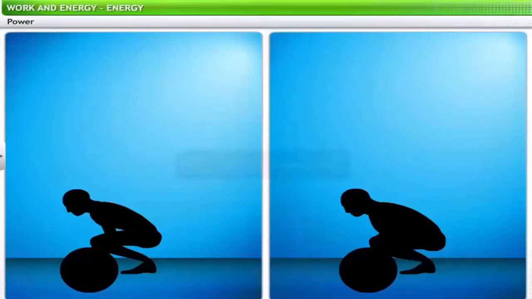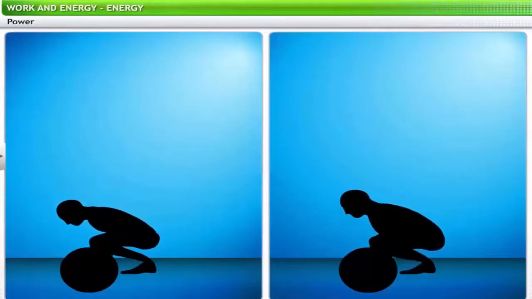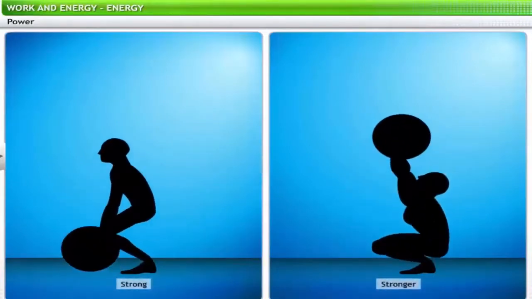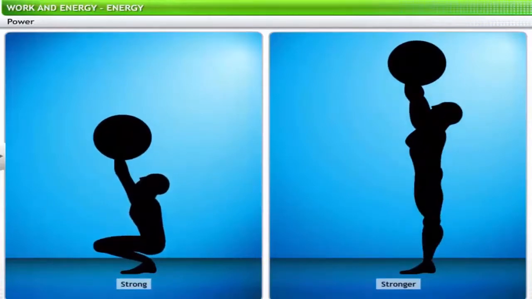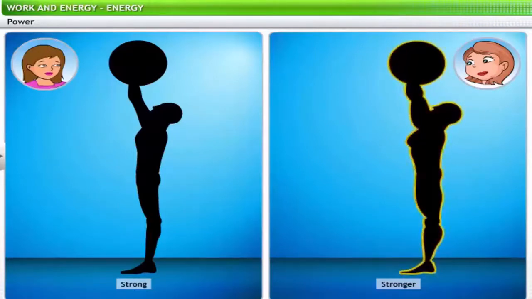Let's look at another aspect of energy used to do work, the rate of doing work. Consider these two weightlifters who are of the same height and will be lifting up equal weights. The first weightlifter is struggling with the weight, but the second one seems to have no problems. So, you notice that even though both the men are of the same height, one was able to lift the weight quickly, while the other struggled with it. What do you think is the reason for this difference? Well, the second weightlifter looks stronger.